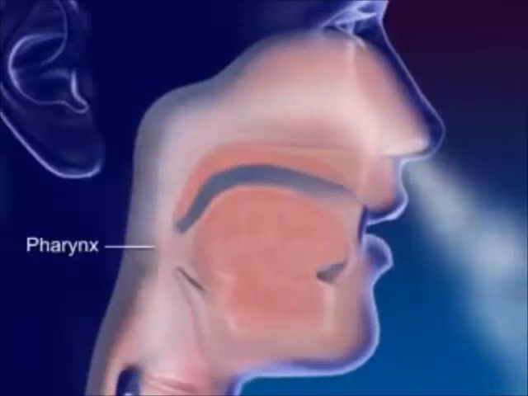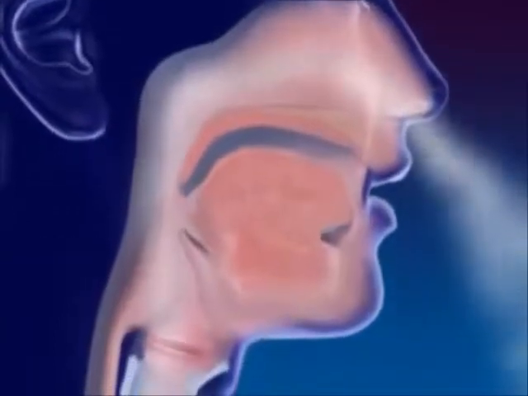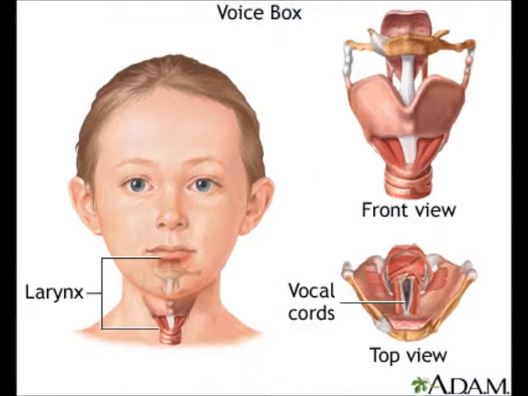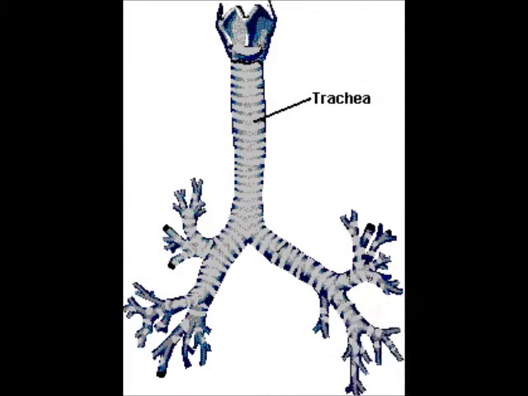The pharynx, also known as the throat, immediately follows the nasal cavity. It is a passageway for food moving and for air passing between the nasal cavity and the larynx. The larynx is your voice box. It allows air moving in and out of the trachea, and it blocks foreign objects from entering the trachea.